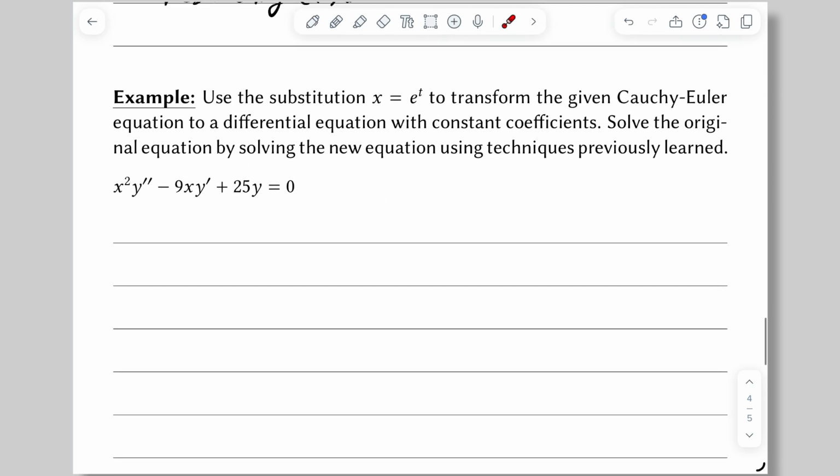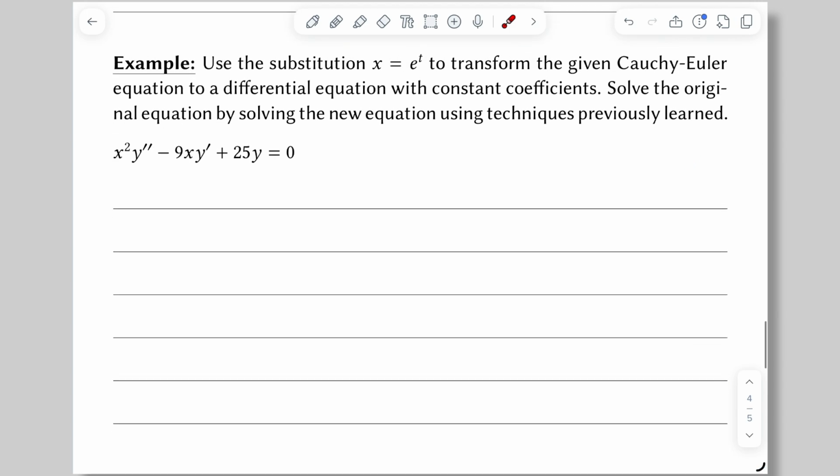There's nothing like seeing this actually in action. So here we're going to use the substitution x equals e to the t to transform a Cauchy-Euler equation to an equation that has constant coefficients, and then solve the original equation using the new equation. And our equation is x squared y double prime plus 9xy prime plus 25y is equal to 0.